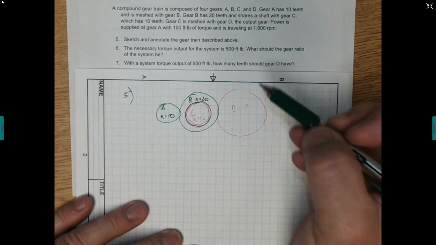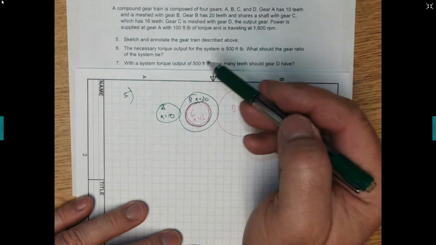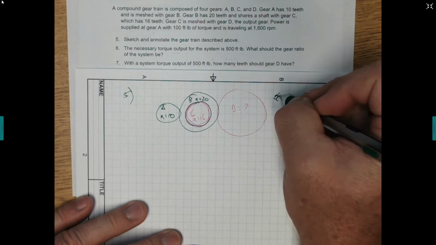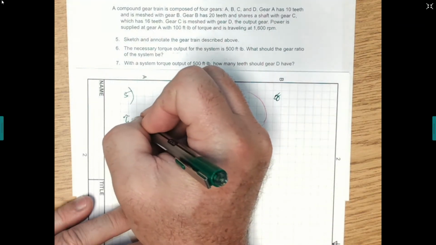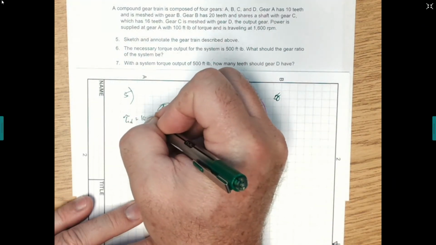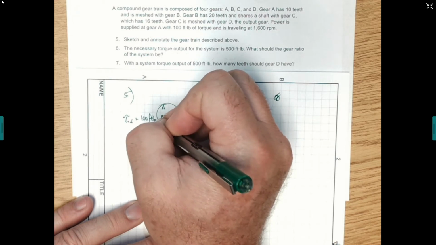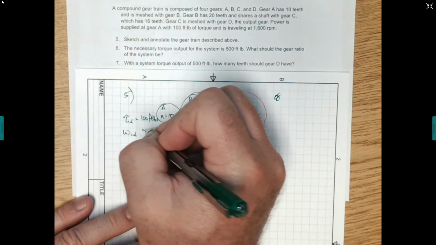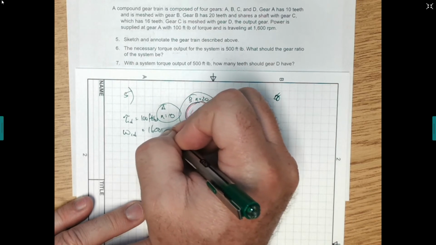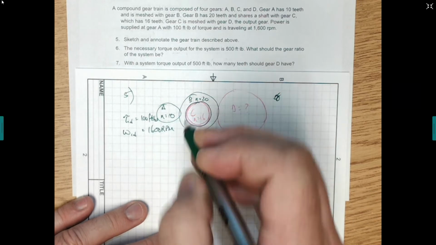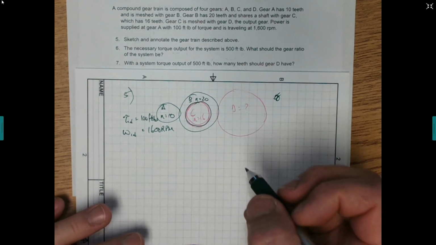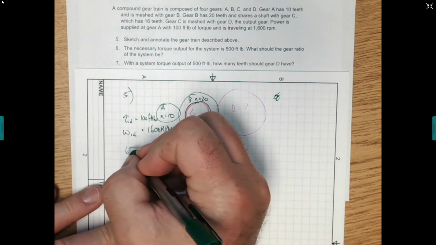Okay? And then it says that the power supplied, so the torque at gear A, I probably should write it on this side because A is over here. The torque in is 100 foot-pounds, and the speed in at A is 1600 RPM. Okay, and then 6, it says the necessary torque output for the system is 500 foot-pounds. What should the gear ratio of the system be?